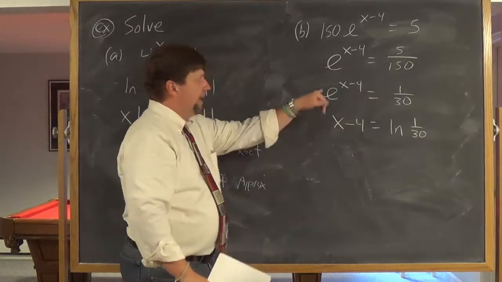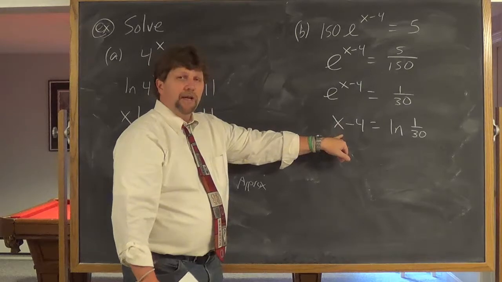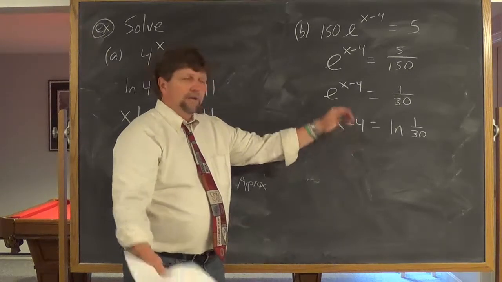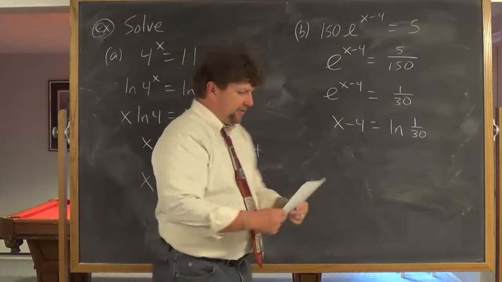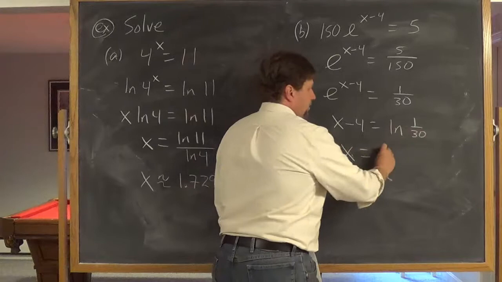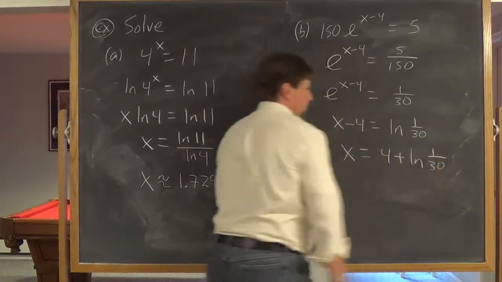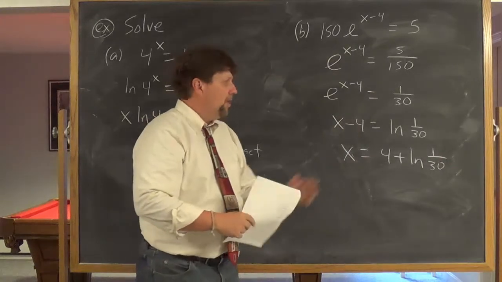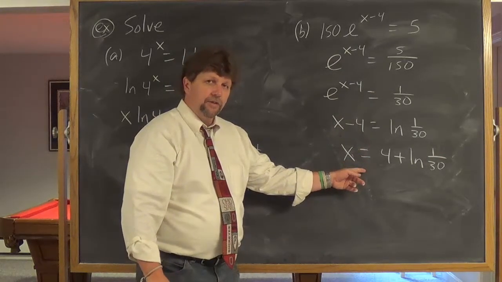That's just going from exponential form to logarithmic form, a skill that we practiced last week. So now how do I solve for x? Well, quite simply, just add 4 to both sides. And I get x equals 4 plus the natural log of 1/30. Which again, this is the exact solution.